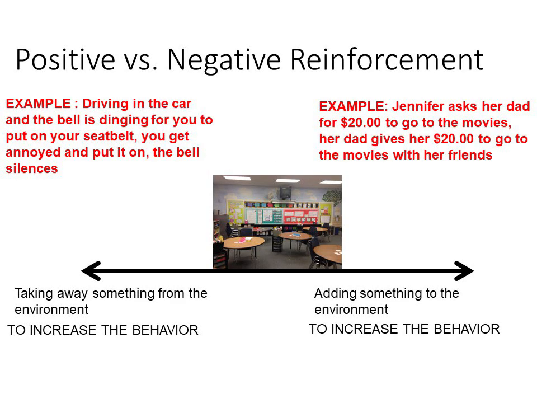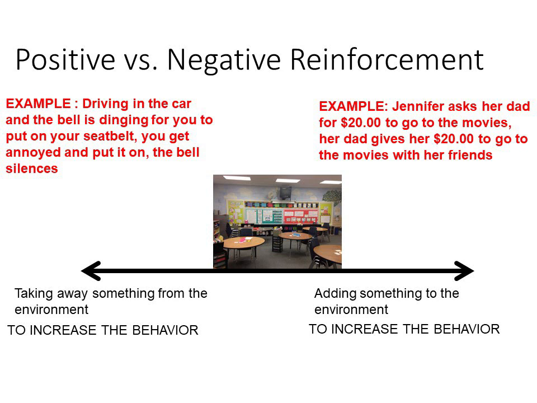Think about positive and negative reinforcement on a number line. Negative reinforcement is taking something away from the environment to increase the behavior. For example, driving in a car and the bell is dinging for you to put the seatbelt on. You get annoyed and put it on and the bell stops. The bell was taken away and it increased the likelihood of you putting on your seatbelt. Negative reinforcement.